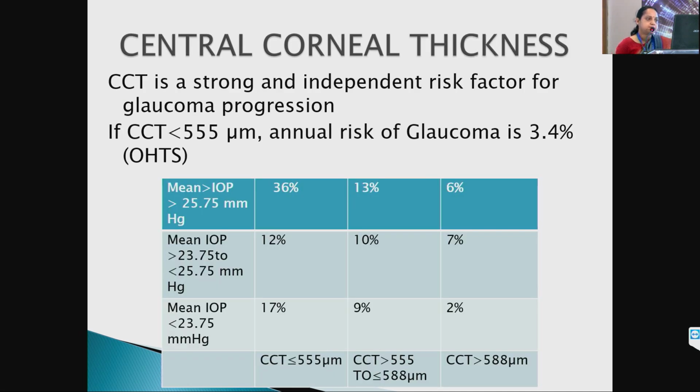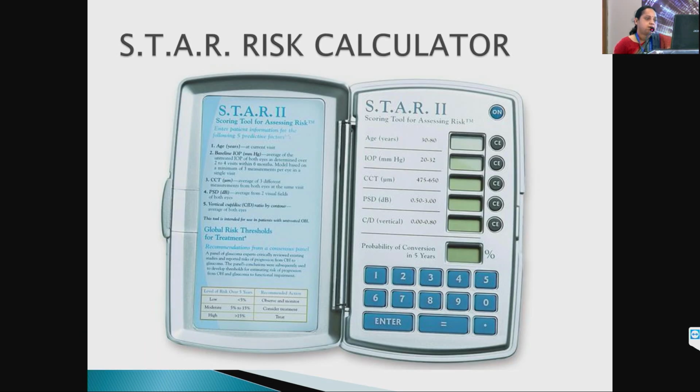Central corneal thickness is a strong and independent risk factor for glaucoma progression. If central corneal thickness is less than 555 microns, the annual risk was 3.4%. But in the Indian population, the normal central corneal thickness is between 520 to 525 microns. So if the central corneal thickness is less than 500 microns, it is considered to be more prone for POAG.